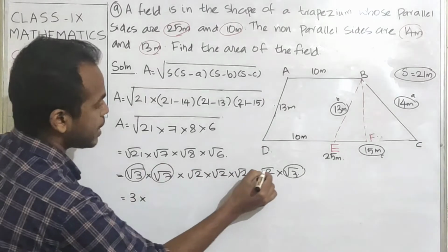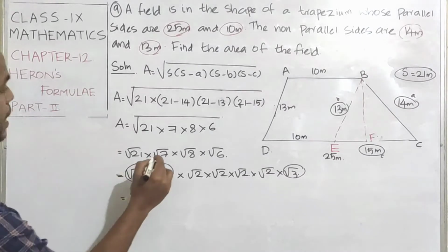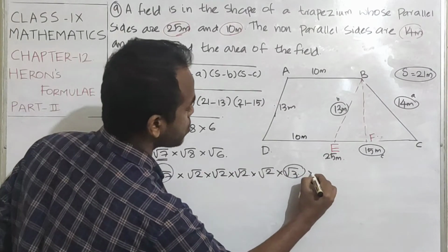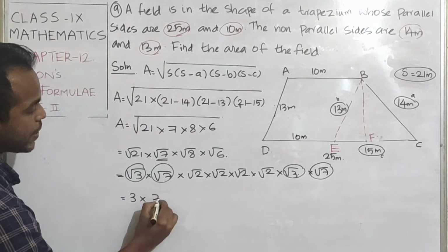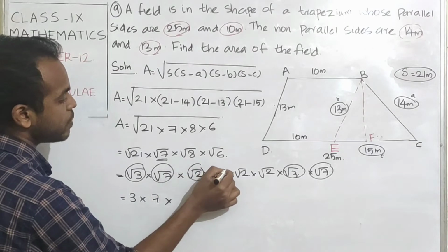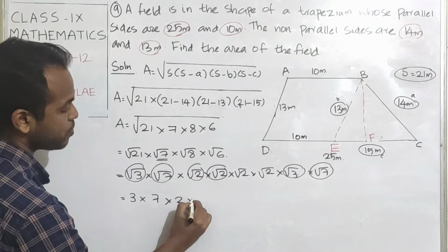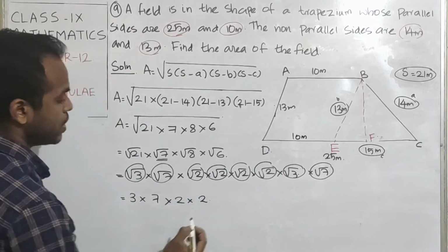Then root 7 and, okay, here is already a root 7. I forgot to write that. So we will take this root 7 and root 7 as 7. Then root 8 was split into root 2 into root 2 into root 2. From this we will take a pair of root 2 to write it as 2. Then again a root 2 and a root 2 will become 2.